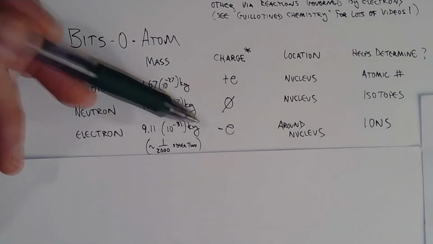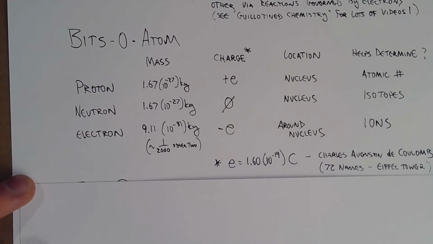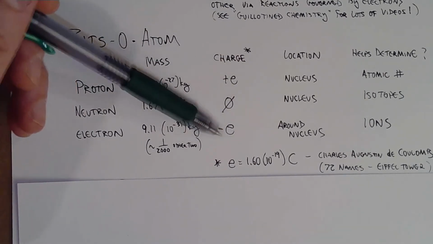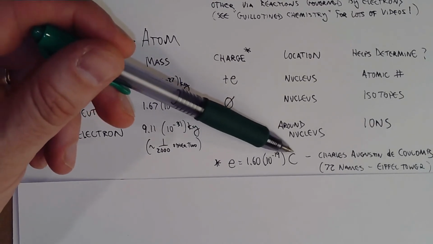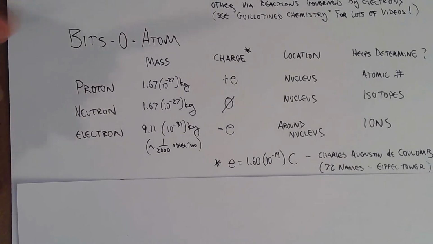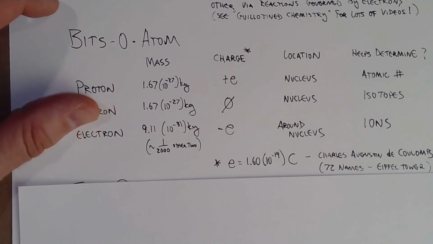In terms of charge, I did mention the idea of E. The E is sort of a standard value, and fundamental unit of charge here for electrons and protons, 1.60 × 10^-19 coulombs. Coulombs is the unit of charge, named after Charles Augustin de Coulomb. And he's a French scientist. We'll hear from the French again later this video.